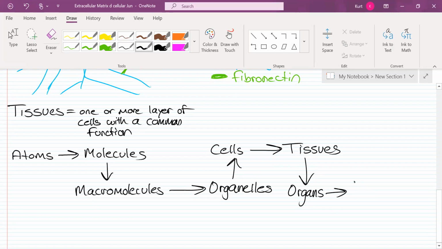Multiple organs, what's next? Correct. Do you know how many organ systems you have? 11. And then multiple organ systems? Organism.